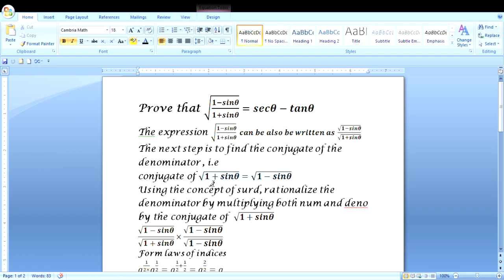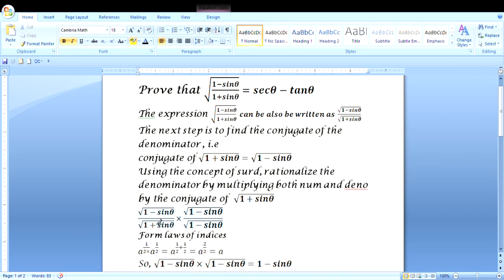Now the conjugate of the square root of 1 plus sine theta is just the square root of 1 minus sine theta. All you need to do is change the sign. If it is negative, you change it to positive. If it is positive, you change it to negative. Now, using the concept of surds, we need to rationalize the expression by multiplying both numerator and denominator by the conjugate of the square root of 1 plus sine theta.